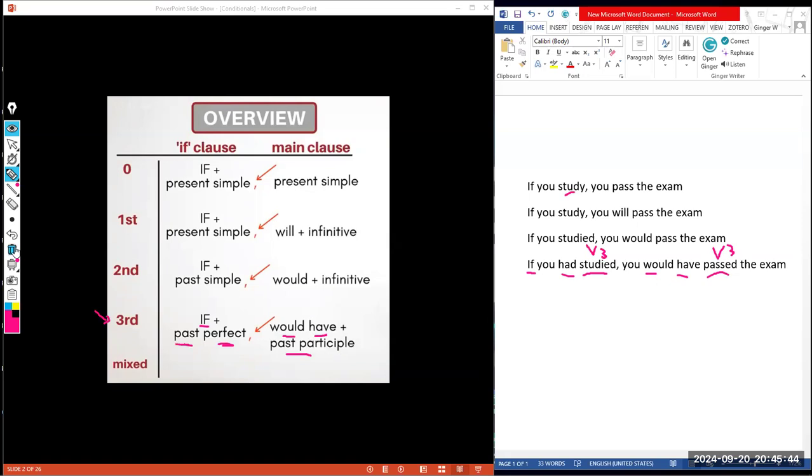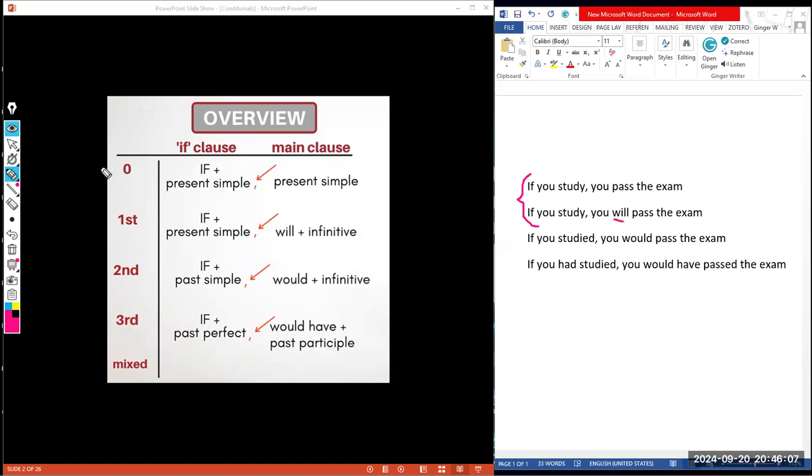Please don't forget them, because you have to remember them and use them correctly. Okay. Now, some students asked me this question: teacher, what is the difference between sentence number one and sentence number two? What is the difference if I want to say, if you study, you pass the exam, or if you study, you will pass the exam?